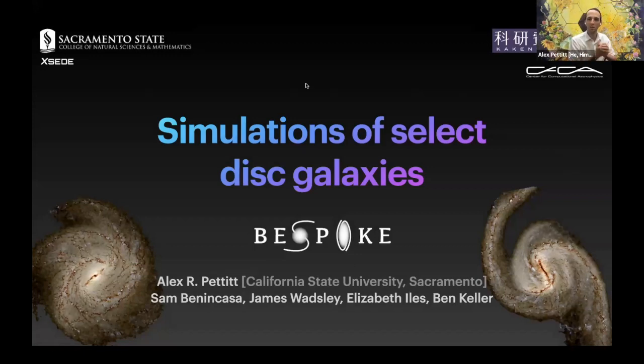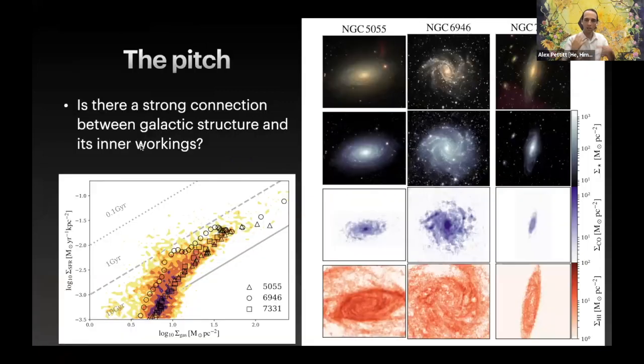My name's Alex. I'm going to quickly talk to you about a project we've got going at the moment called Bespoke, a collaboration with a few people who've already spoken here before today, as well as Sam Benincasa and Elizabeth Isles. The idea of this project is that when people do numerical simulations of galaxies, they love to bandy around the phrase, this is a Milky Way-like galaxy, right? I'm sure you've all heard of this phrase several times before, but the reality is disk galaxies that are nearby to us all have little nuances and intricacies that make them a little bit special, a bit different.